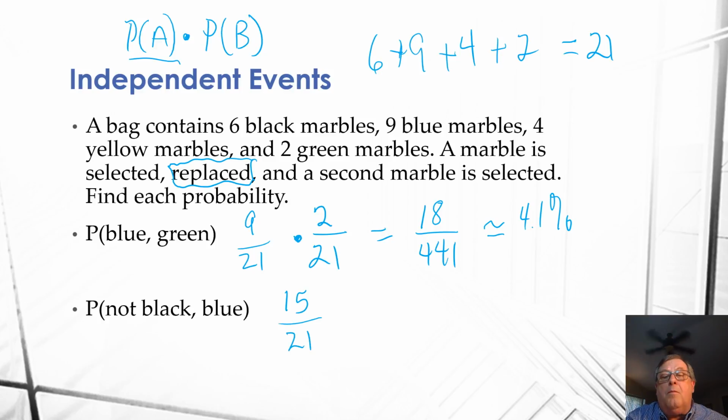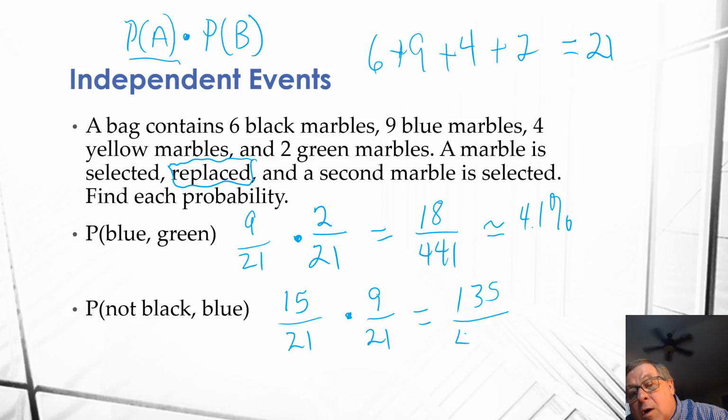We're replacing the marble back. And then it is, well, how many blue marbles? Well, there's 9 blue. So the probability of drawing a blue marble on the second event is 9 out of 21. And for this independent event, the probability of drawing first a not black and then a blue after replacing is 15 times 9, which is 135. And 21 times 21, we've already figured, that's 441.